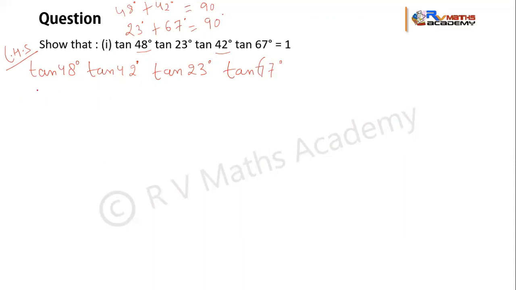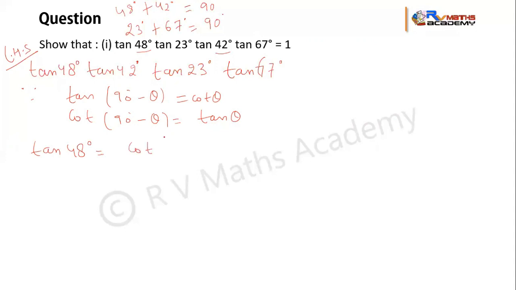So here we know that first we'll write the formula tan 90 degree minus theta is equal to cot theta, and cot 90 degree minus theta is equal to tan theta. So first I will write tan 48 degree. Tan 48 degree I will write as cot 90 degree minus 48 degree, because tan theta is equal to cot 90 minus theta. And cot 90 minus 48 means cot 42 degree.